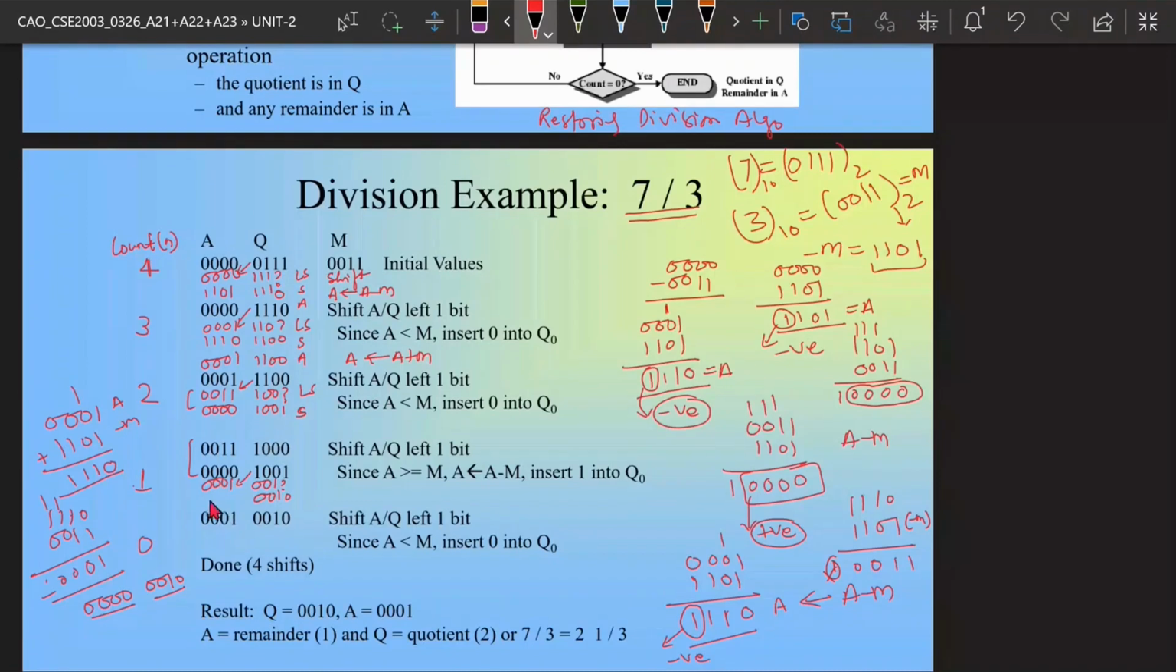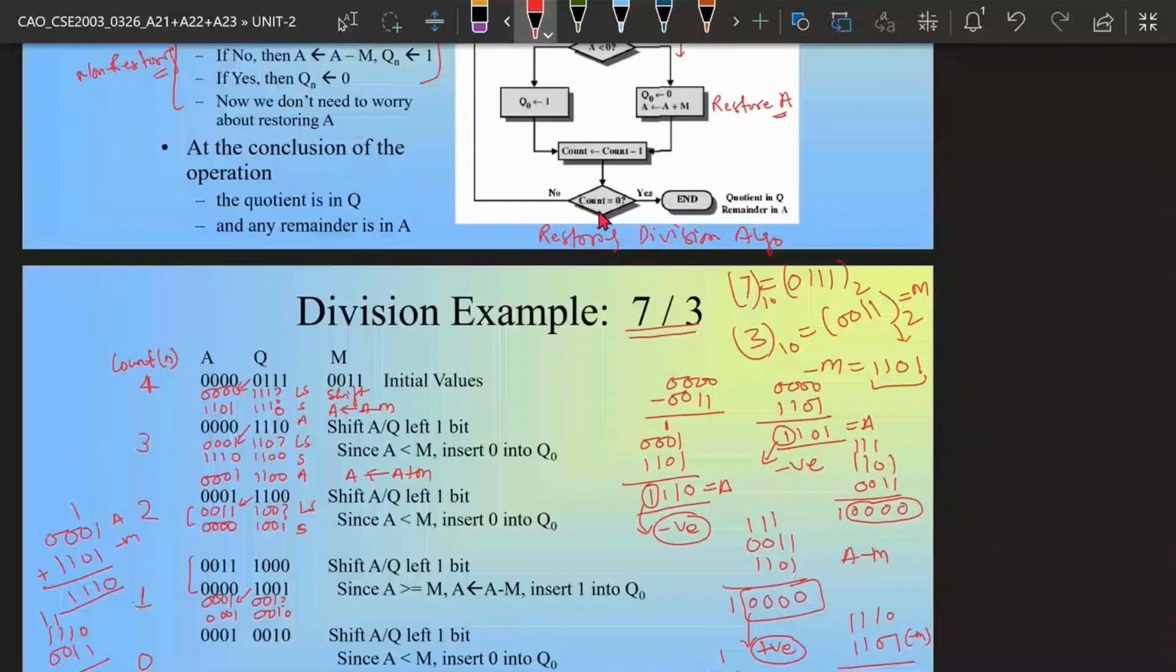Now once we have done this addition, we reduce the count value. The count value was 1, so once we have reduced it, it becomes 0. Once the count value is 0, we check the count value. If it is 0, we should move to the yes side because the count value has reduced to 0. That means now the end of operation will be there.